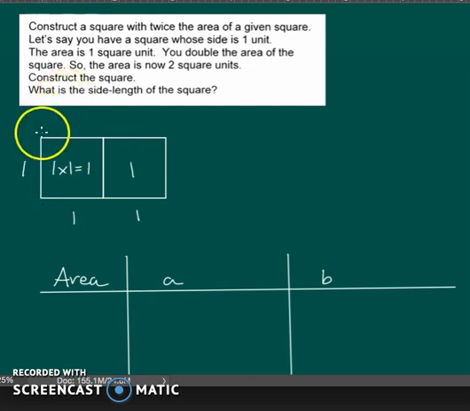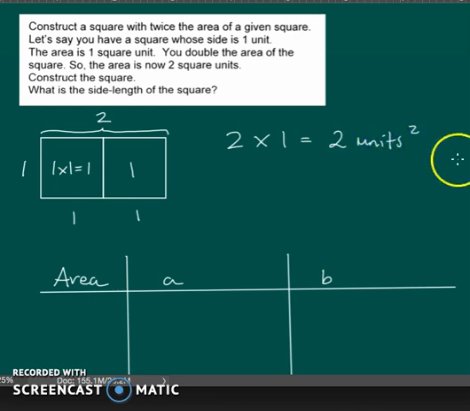So I'm just going to do it up here. So this rectangle now, one side is 2 units and the other side is still 1. So the area is now 2 times 1 equals 2 units squared.